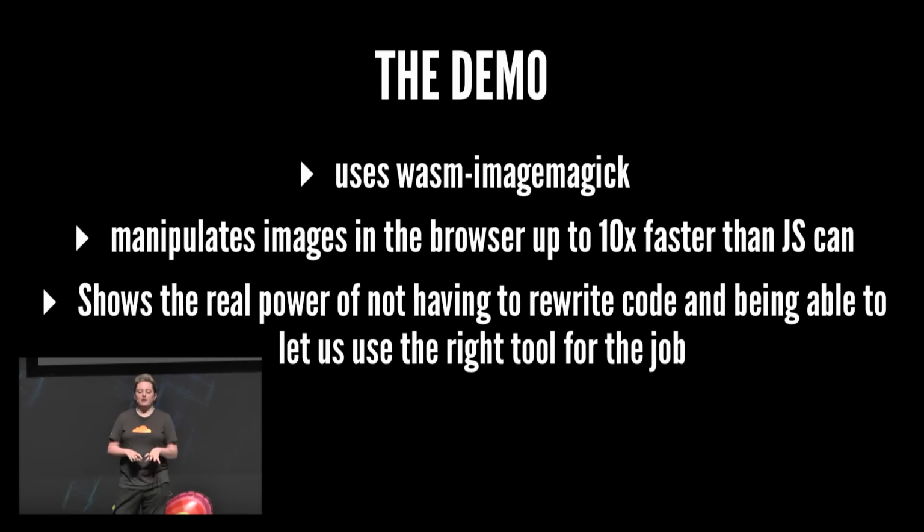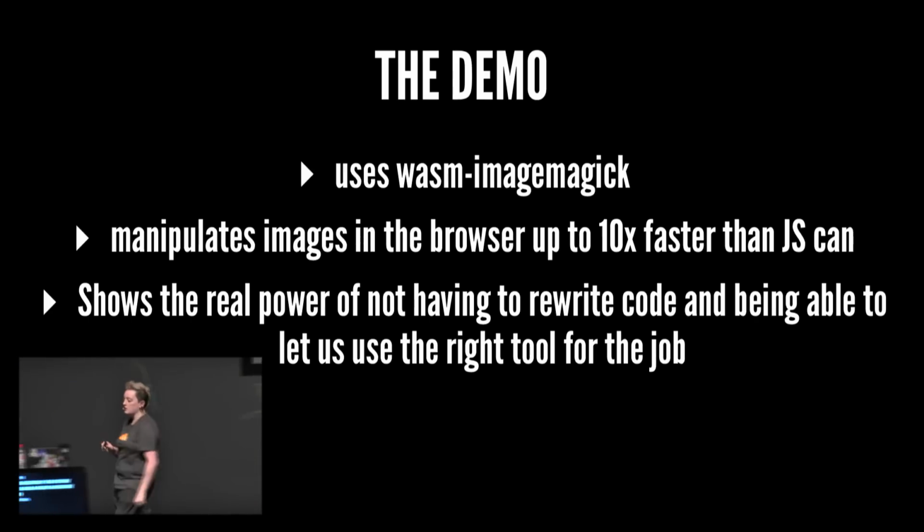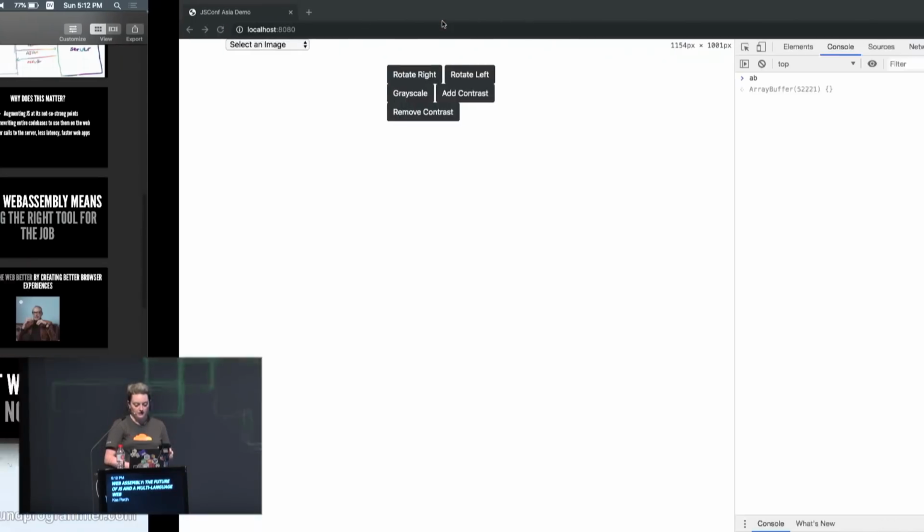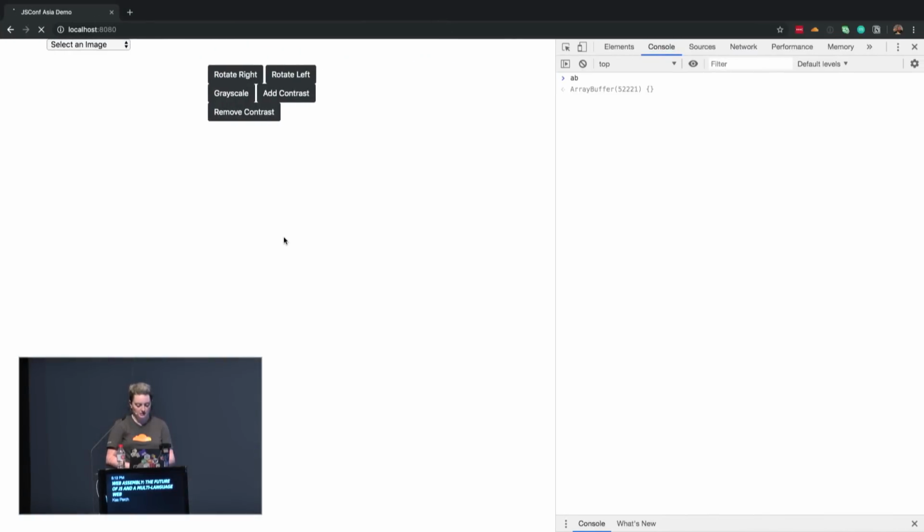We're going to manipulate images in the browser up to 10 times faster than JavaScript can, and in some ways that JavaScript just can't, at least certainly not performantly. And it's going to show the real power of not having to rewrite code and being able to use the right tool for the job. So let's take a look and hope it works, because it's worked every other time, so it won't work this time. You know what I mean?